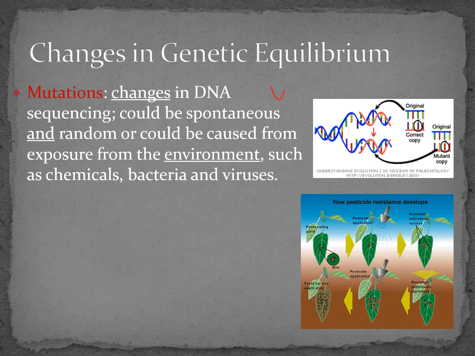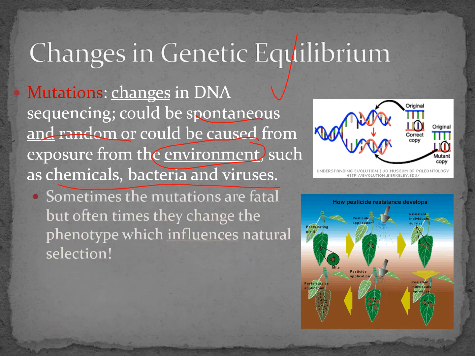Changes in equilibrium will be mutations, and that's a change in DNA. This can be spontaneous and random, as we talked about before. This can be caused by the environment as well, by chemicals, bacteria, and viruses. Sometimes mutations can be fatal, right? If you get cancer, that's a mutation. It can be fatal. These things can also change the phenotype and influence natural selection. If something is fatal or if it's not fatal, maybe they changed the color and it was more beneficial.